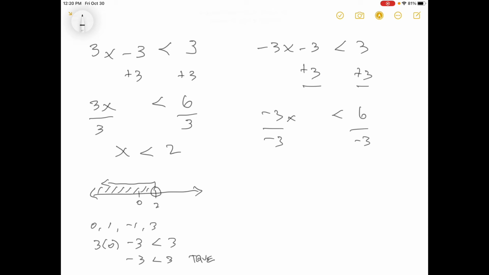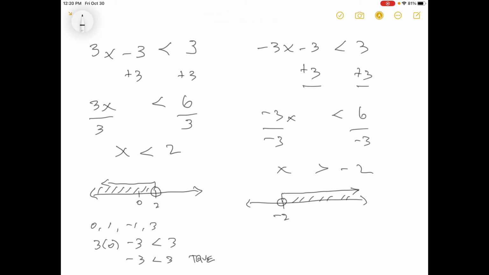And what we do when we divide by a negative, we have to flip the sign. x is going to be greater than -2. And you'll really see that when you see the number line, because the number line is now going to go the other direction. And our solution set are all the numbers represented by x that are greater than -2. That means to the right.